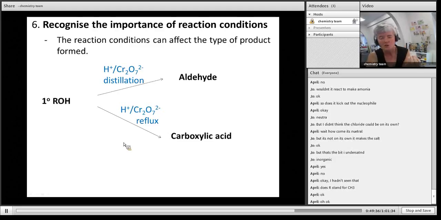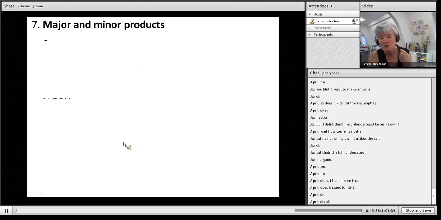Another example is, do you add it in aqueous or do you add it in alcoholic? By alcoholic, it means we're using alcohol as the solvent and not water as the solvent. It's not that the stuff's going around hiccuping away.